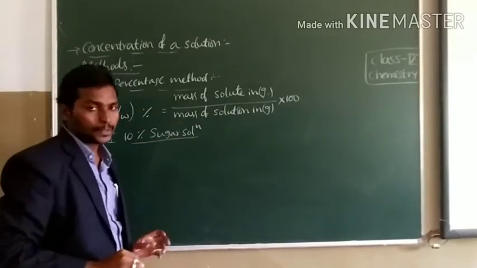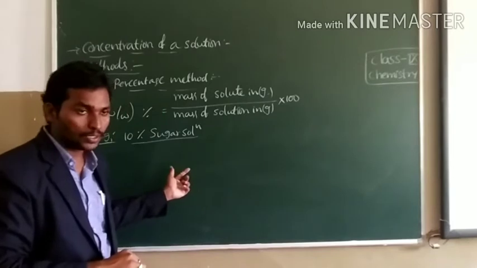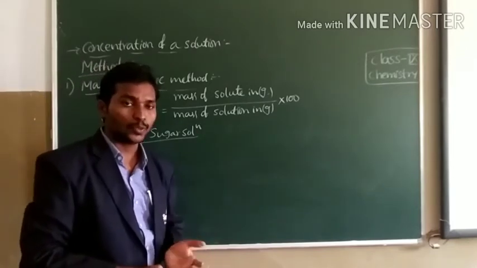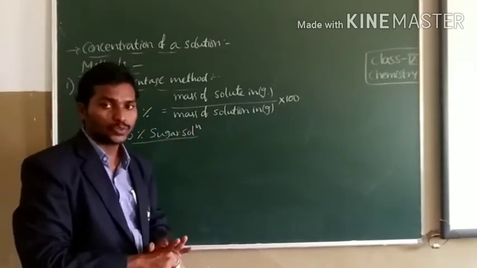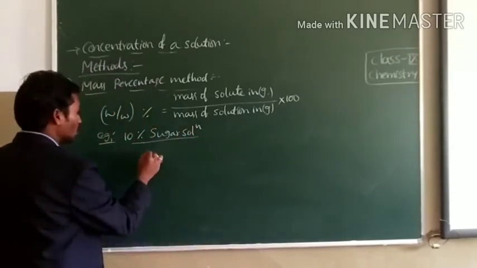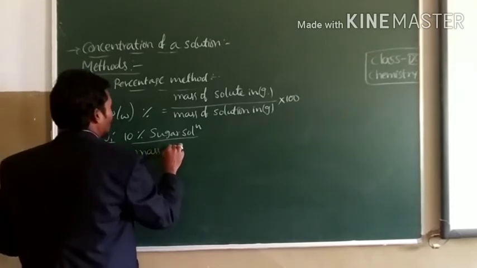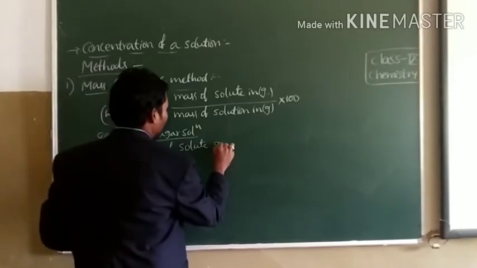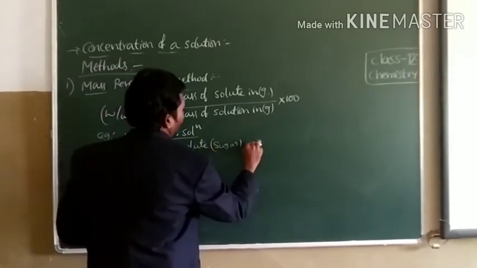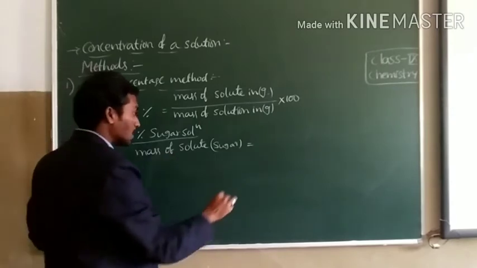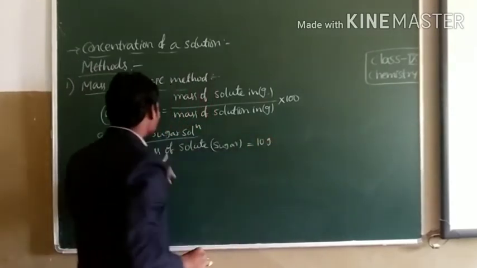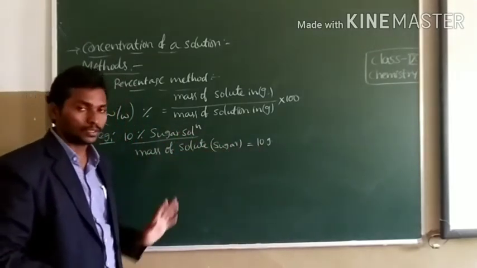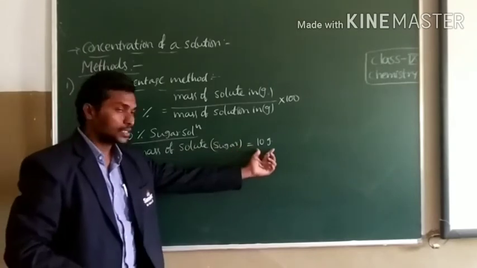So how can we prepare a 10% sugar solution? What is the solute here and what is the solvent here? And how much sugar do we have to take? Let's see, children. Here the solute is sugar, and its mass is 10 grams. Because percent equals number of grams, we have to convert percent into grams. So 10% means the mass of solute is 10 grams.